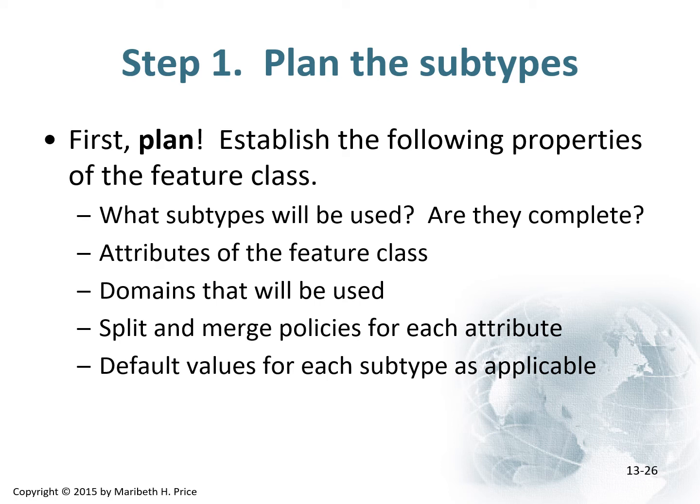So if you're going to do this, how do you do this? Step 1, plan your subtypes. First, plan. Establish the following properties of the feature classes. What subtypes will be used? Are they complete? Figure out what the attributes are for the feature class and domains that are going to be used. Come up with your split and merge policies for every attribute and your default values for each subtype as applicable. In other words, you have to sit down and spend some time thinking about this.